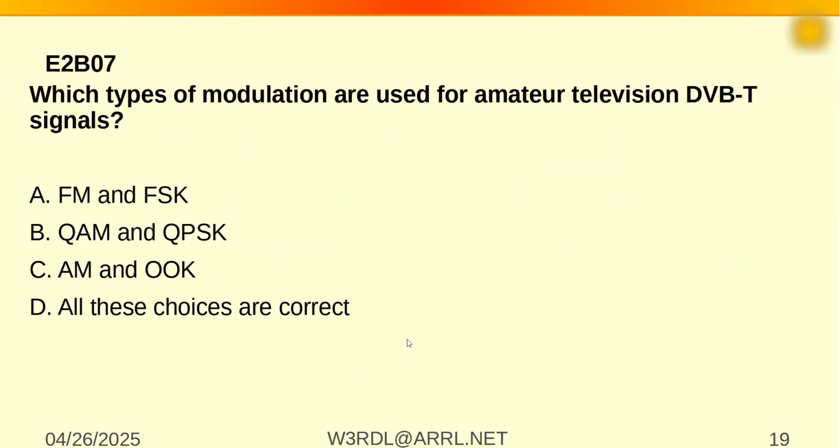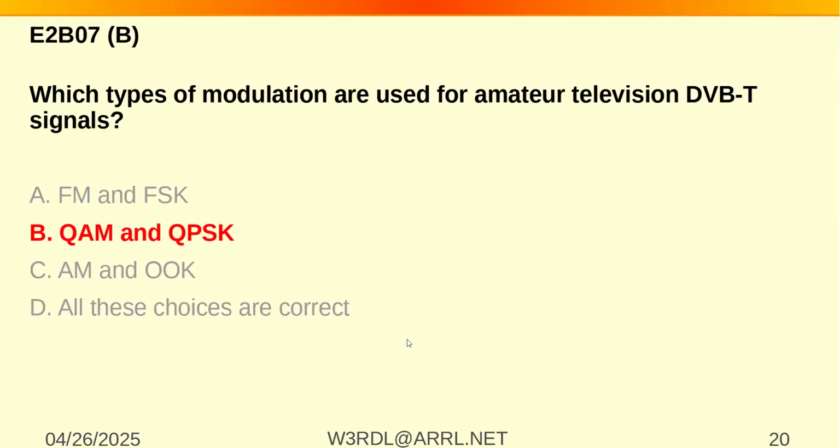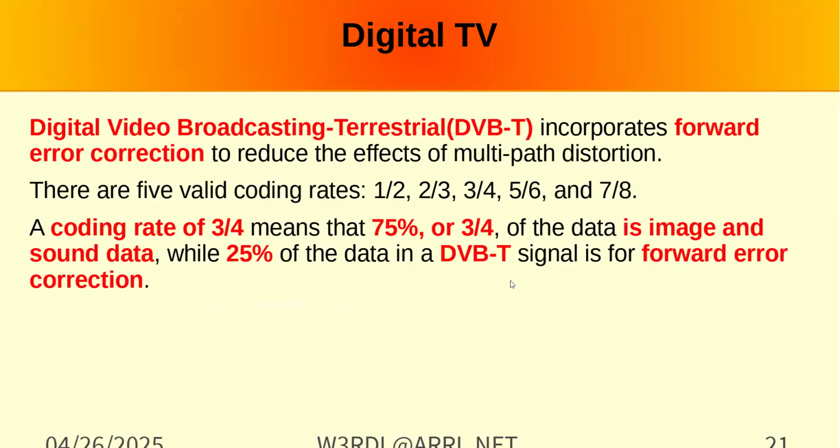I don't know what OOK is, maybe it doesn't exist. They wouldn't do that, would they? No. The one thing it does is use forward error correction, which you didn't have on your analog. And when the signal got crappy, you saw noise.